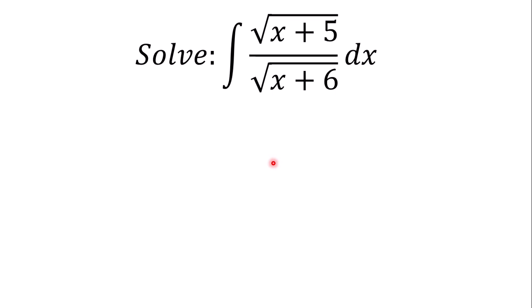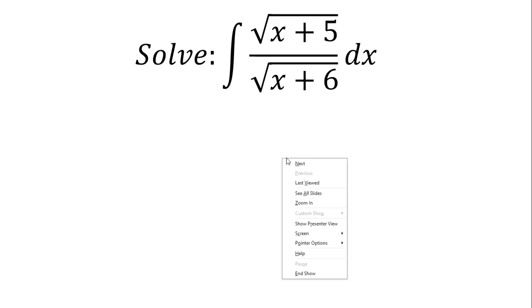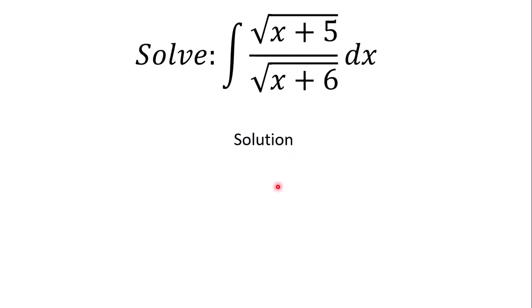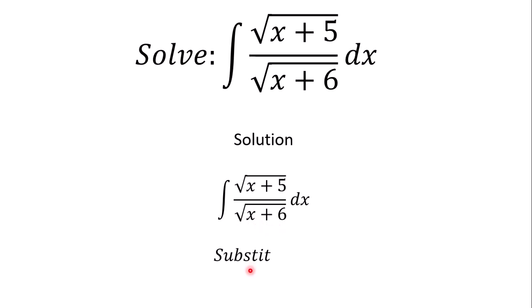Okay, so first let's write our solution. Now let's bring this one down here. As I said, we are going to do substitution. You're going to let u be equal to the whole of square root of x plus 6. So let's write the equation for u. That is u is equal to square root of x plus 6.